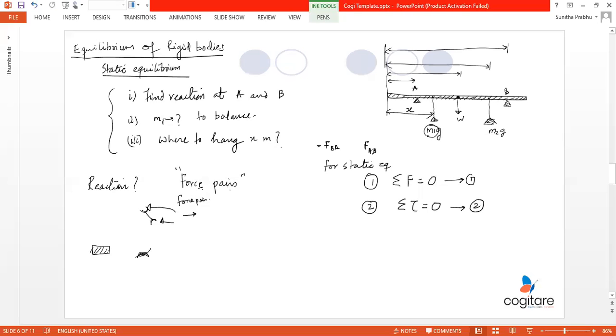Equilibrium of rigid bodies, static equilibrium. What are the two conditions? The sum of all the forces, or you can say the upward forces total, should be equal to the downward forces. And all clockwise moments should be equal to anti-clockwise moments. You can take the moments about any point. You can take all the moments about A, or about B, or about W. Any point you want to fix, you fix. But around that fixed point, the sum of all the torques should be equal to 0. These are the two conditions for static equilibrium.